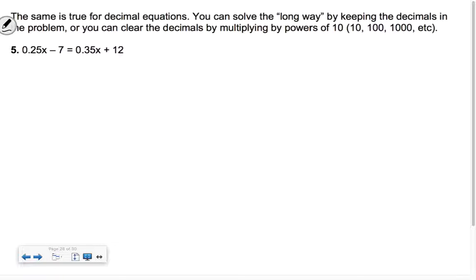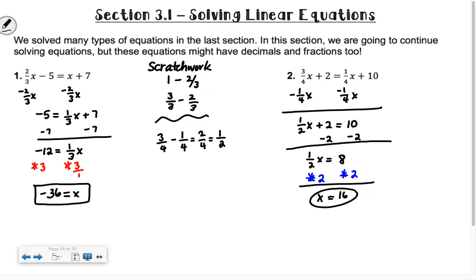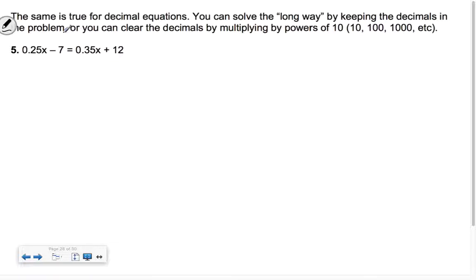Oh, I guess we have decimals this time. All right, we'll go and do this one. It says the same is true for decimals. So you can solve the long way by keeping your decimals in the answer. That's kind of like we did on those first 2 examples. We kept the fractions in our answer, and we were fine with it. You guys can handle fractions, so same with decimals.